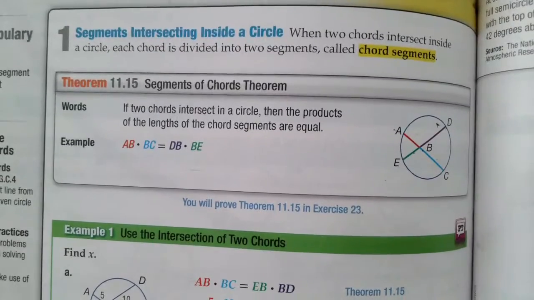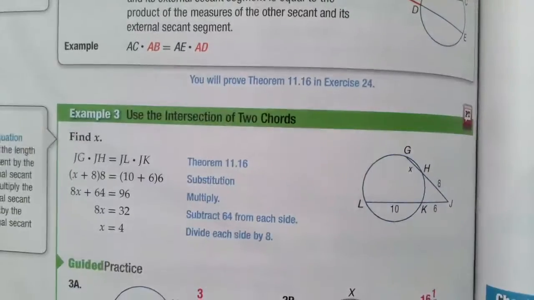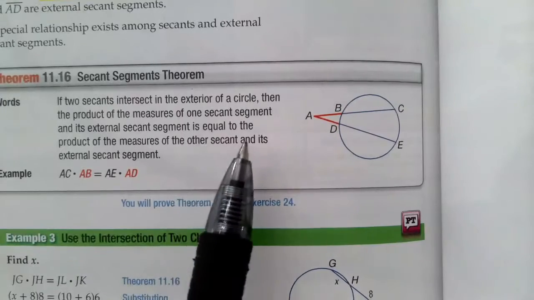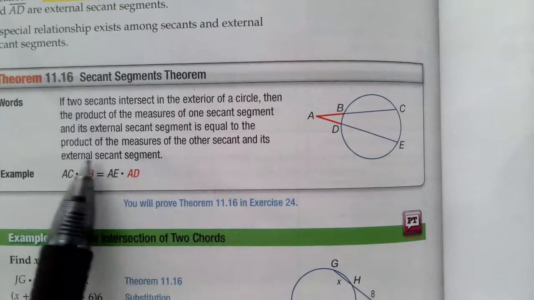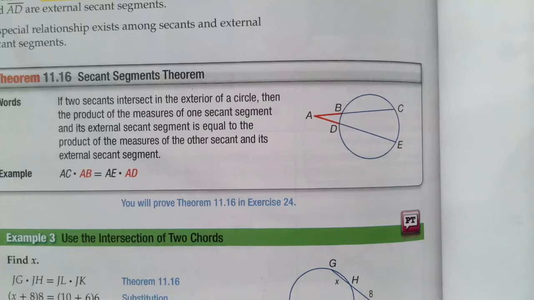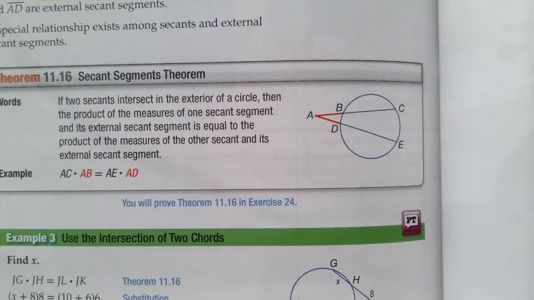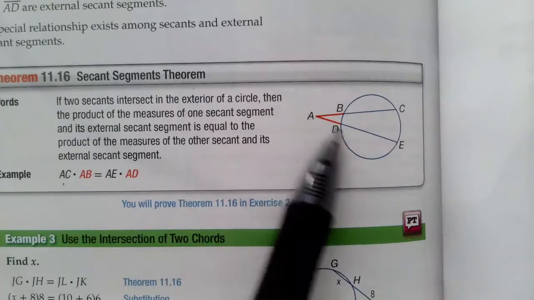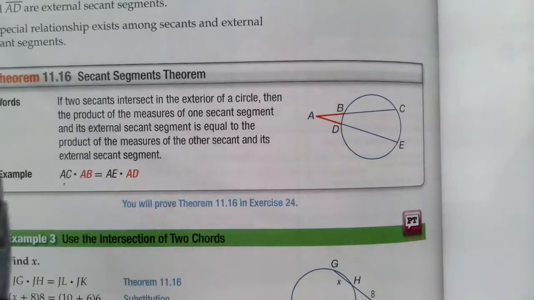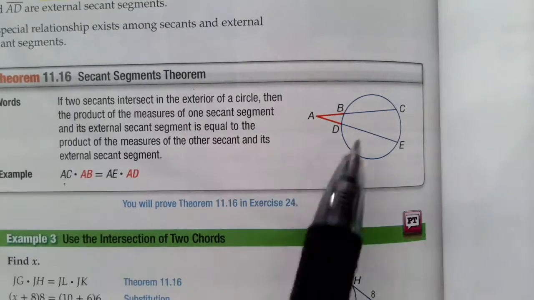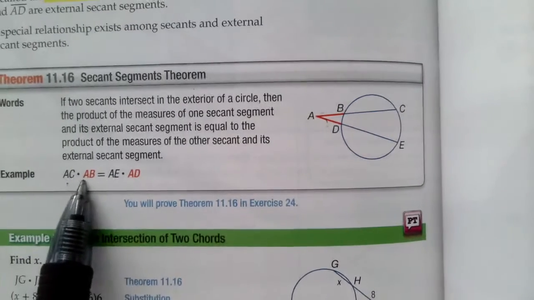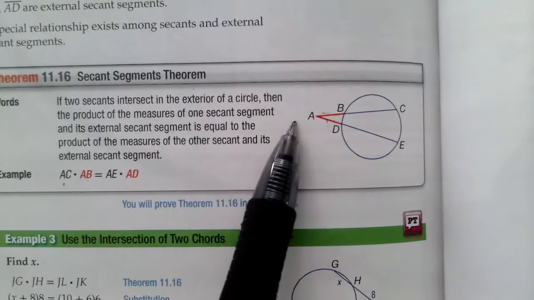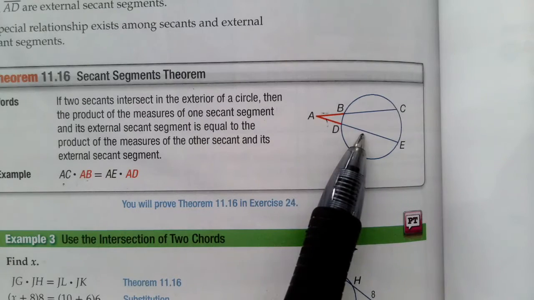All right, the next thing we need to copy down, and then we're going to do our homework, is this one. If two secants intersect in the exterior of a circle, this is how we figure this out. Pause the video, write it down. Okay. So we can actually find the measure of these segments, like AD, AB, or AC, AE, and so on and so forth, by knowing that AC, which is that entire line, times the portion that's outside the circle, so AC times AB, equals AE times AD.